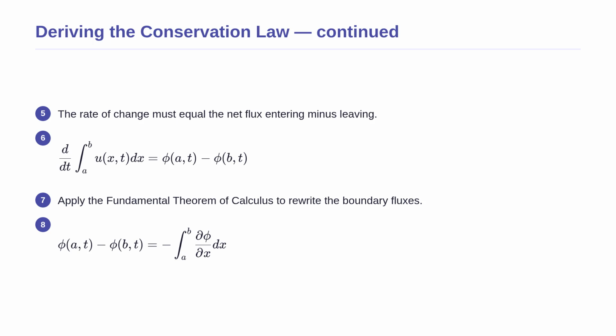Continuing our derivation, this rate of change we just defined must perfectly equal the flux entering at the left boundary A minus the flux leaving at the right boundary B. This mathematical statement captures the intuitive idea that changes only happen at the borders of our region. Now we use a core concept from calculus, the fundamental theorem of calculus, to rewrite the right side of our equation. We can express the difference in these boundary fluxes as the negative integral of the spatial derivative of the flux. This is a brilliant mathematical step because it converts boundary values into an integral over the entire space, matching the left side.